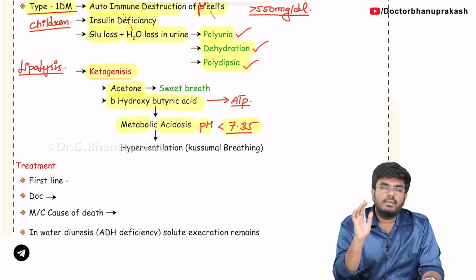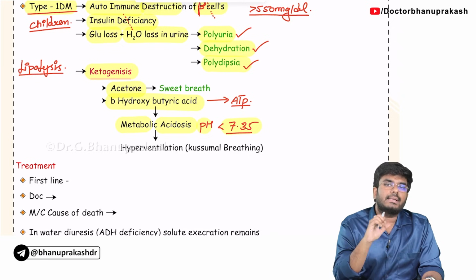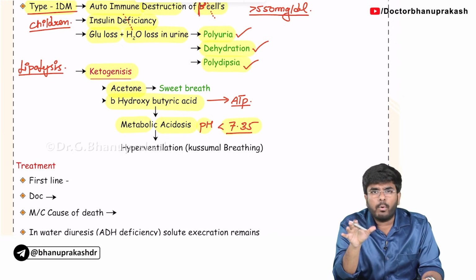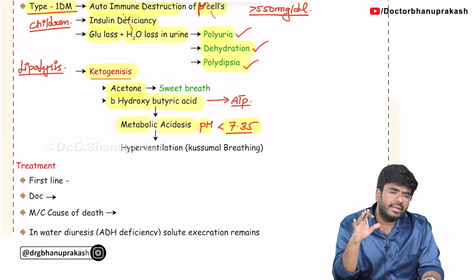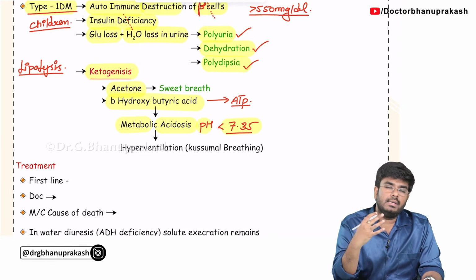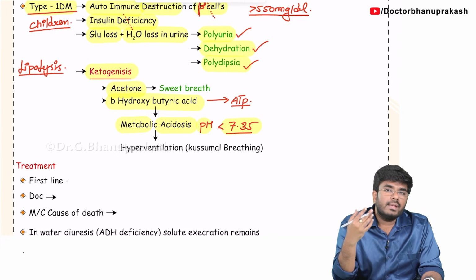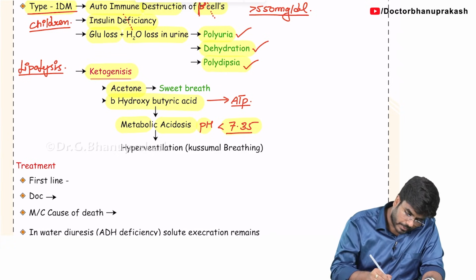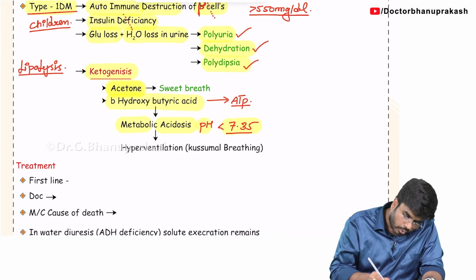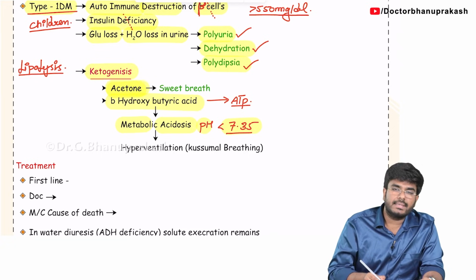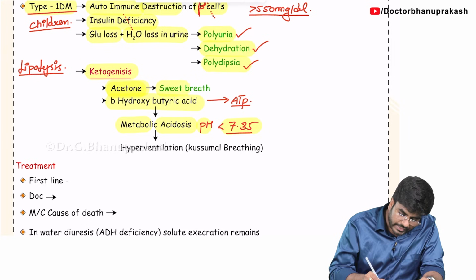Now, see, this diabetic ketoacidosis is a medical emergency. Whenever you see a child with diabetic ketoacidosis, you can feel the sweet breath from him because he is producing a ketone body called acetone. Acetone is a gas, guys. It is coming out of the breath. So, it will give the sweet breath.